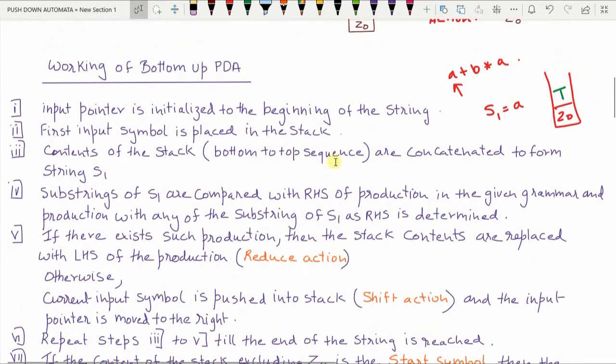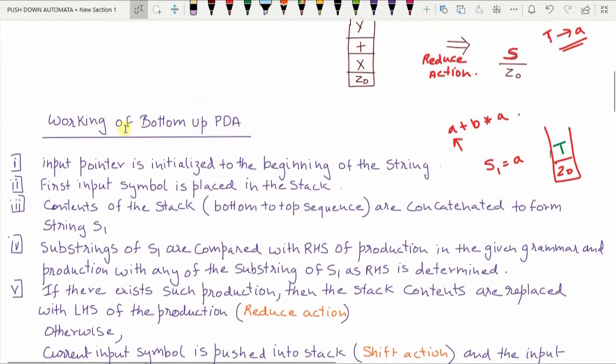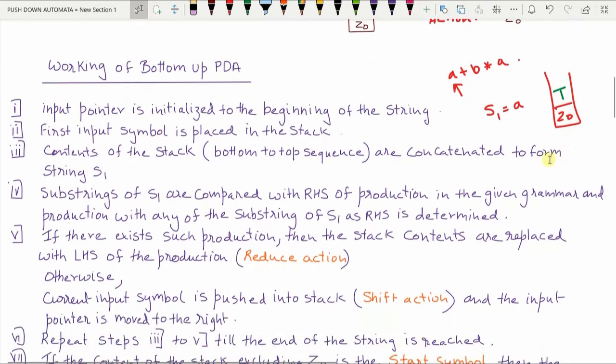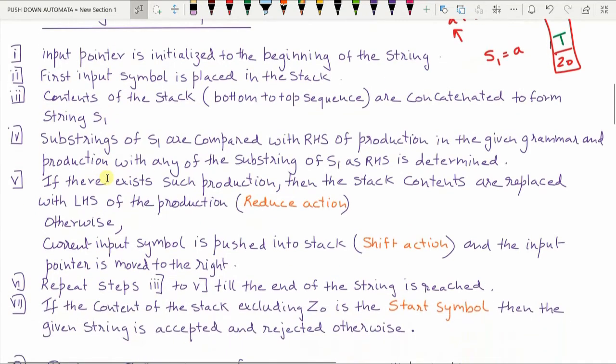So the first thing you need to do is initialize your input pointer to the beginning of the string. Then second step, the very first input symbol is placed onto the stack. Now the stack contains some elements. Then you start reading the content of the stack from bottom to top sequence. They are concatenated to form string S1. Then each substring of S1 is compared with the right hand side of each and every production in the given grammar. And suppose there exists any production whose right hand side happens to be one of the substrings of S1.